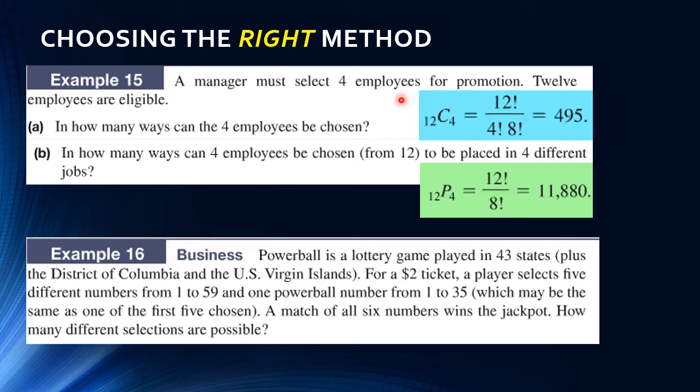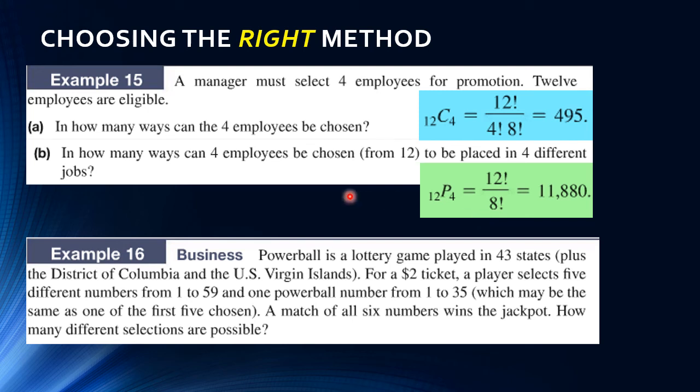If they're going to be placed, however, in 4 different jobs, then the order matters. For example, if I have accounting, marketing, HR, and training, and I put the people in a different order, then the first person gets accounting, but when they're not the first person, another first person would get the accounting. So the order matters, because they're different jobs now, the 4 people are each going to a different thing, so part B becomes a permutation.